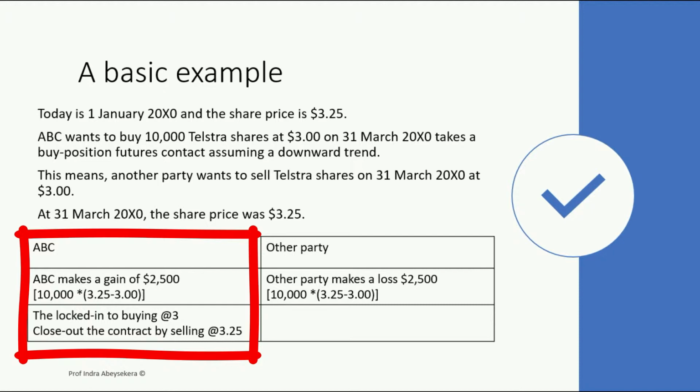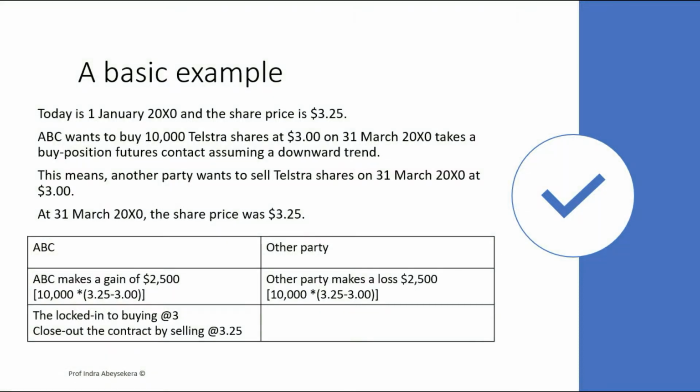But we are not focusing on the hedge item, we are focusing on the hedge instrument or the derivative here. So ABC makes a gain by selling it at $3.25 and buying at $3.